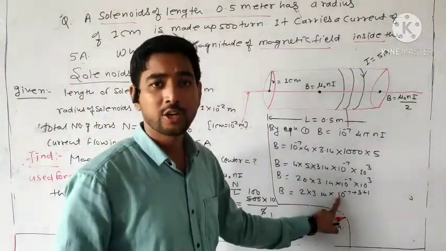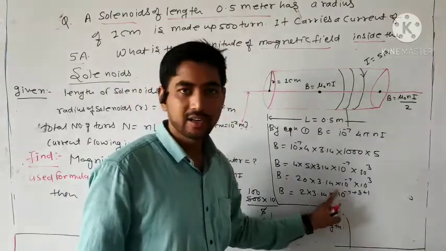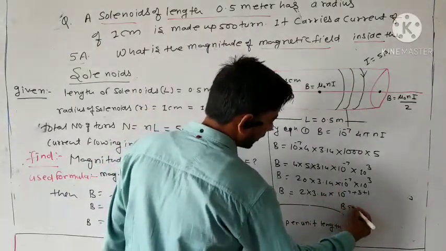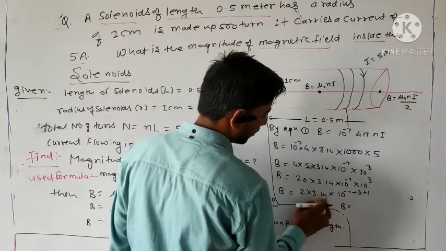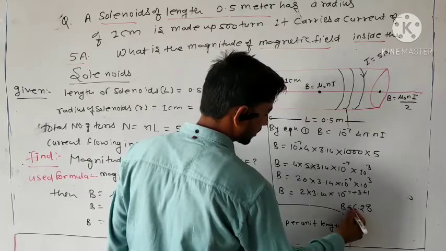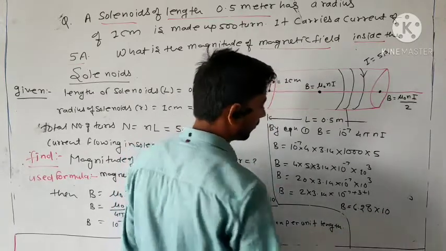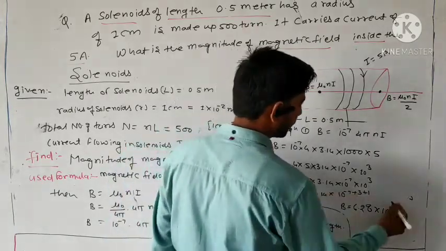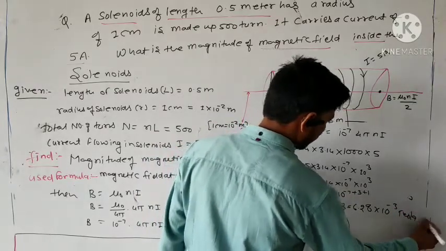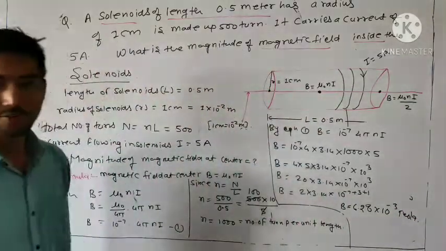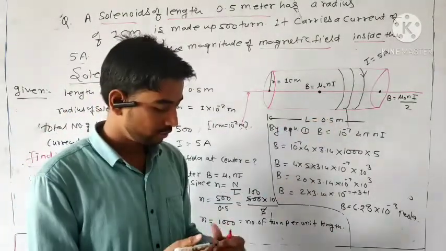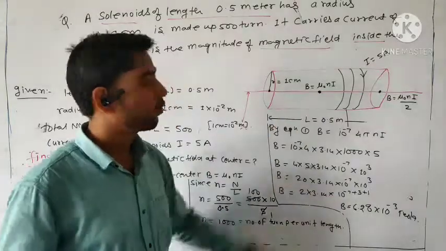Here I have used the formula that if the bases are equal, then the powers get added. I have told you in the lecture. So B is equal to 2 into 3.14, which is 6.28, into 10 to the power minus 7 plus 3 plus 1, which is minus 3. So this is the magnetic field at the center of the solenoid. Like this you can find the answers to such questions.